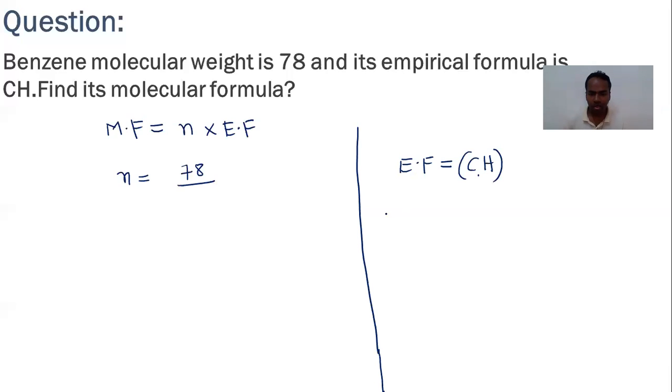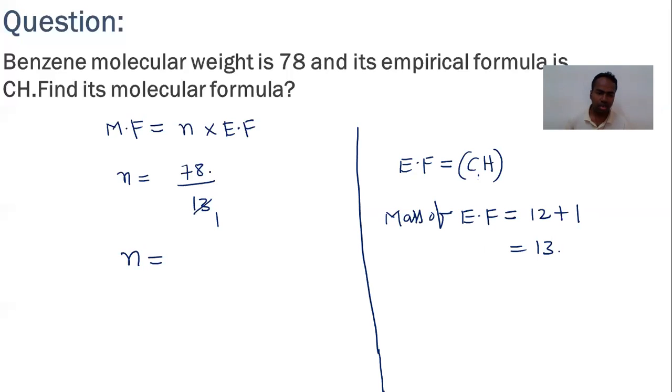Then what is the mass of the empirical formula? It is the sum of atomic masses. Carbon's atomic mass is 12 and hydrogen's is 1, which equals 13. So this is the empirical formula mass. The molecular mass, 78, divided by 13: 13 sixes are 78, so N is equal to 6. Then the molecular formula is 6 times CH, so you can write it as C6H6.